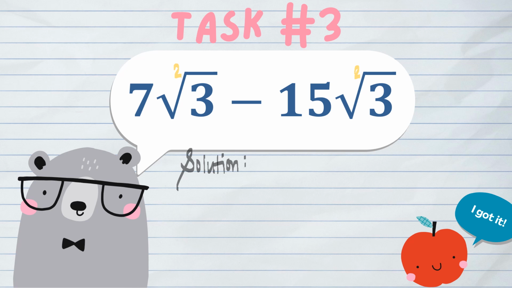Next, looking at the radicand of our 2 radicals, we can see in here we do have 3 and then 3, and that means they do have the same radicand as well. Therefore, we can proceed with our solution.